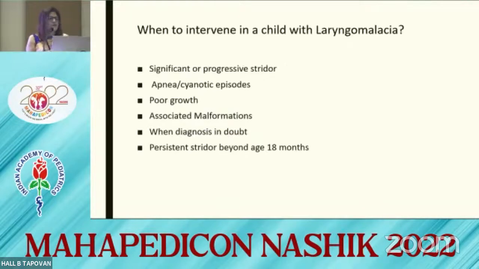So when would you intervene? All this is run-of-the-mill, one of the commonest causes for an inspiratory stridor. When would you intervene in a child with laryngomalacia? When there is a significant or a progressive stridor. As I told you earlier, by 18 months of age, most of these kids have settled down, and by 6 to 8 months, you see that the stridor is becoming less. But if it's progressive and significant, you would like to intervene by doing a scopy. You would, if they have apnea or cyanotic episodes, if they are failing to thrive, feeding difficulties, then probably the malacia is very severe. If they have associated malformations, a congenital heart, for instance, when your diagnosis is in doubt, you would probably look into it, or if the stridor persists beyond the age of 18 months.